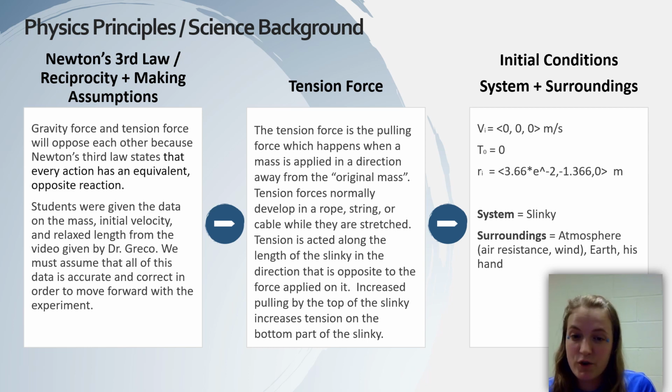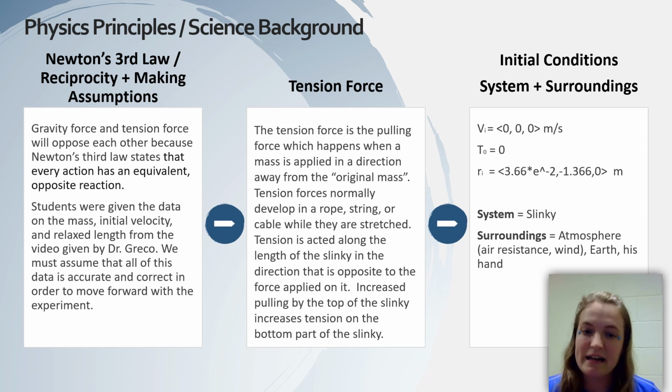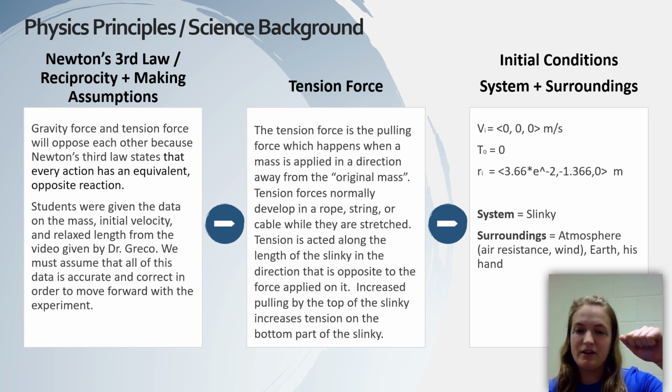Next we're going to talk about the tension force, which happens when a force is applied in a direction that's away from the original mass. The tension force normally develops in rope, string, and cable. In this experiment it's going to be a string. It acts along the length of the slinky in the direction opposite to the force applied to it. And as the pulling of the top increases, the tension on the bottom part of the slinky increases.